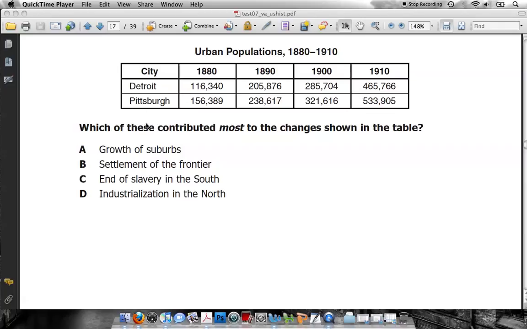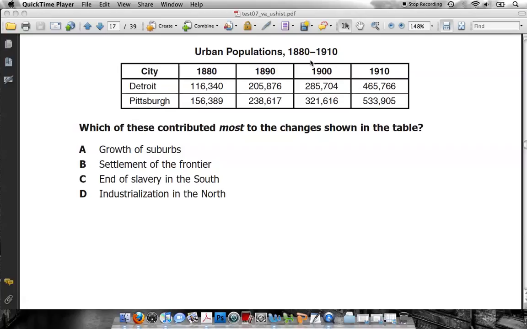Looking at the question, which would be the second thing that I would suggest doing after interpreting the table, which of these contributed most to the changes shown in the table? So looking back, we're talking about cities, and thinking about the time period 1880 to 1910, we know that we're after the Civil War and after Reconstruction, but 1910 is a few years before World War II. So that helps to provide some context as to where we are in U.S. history.